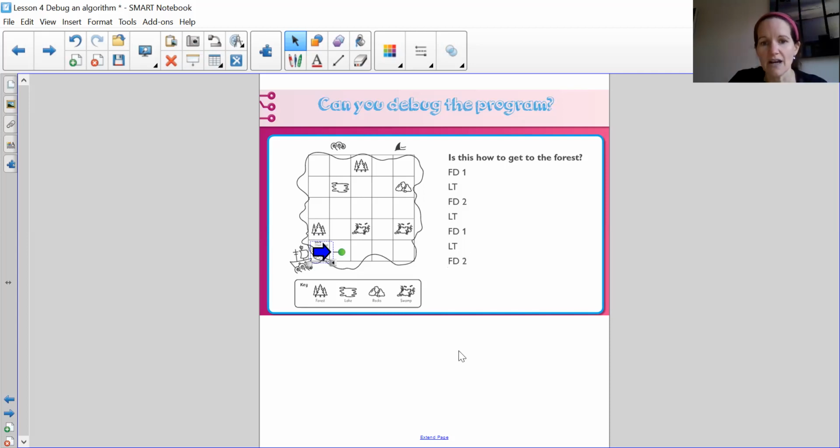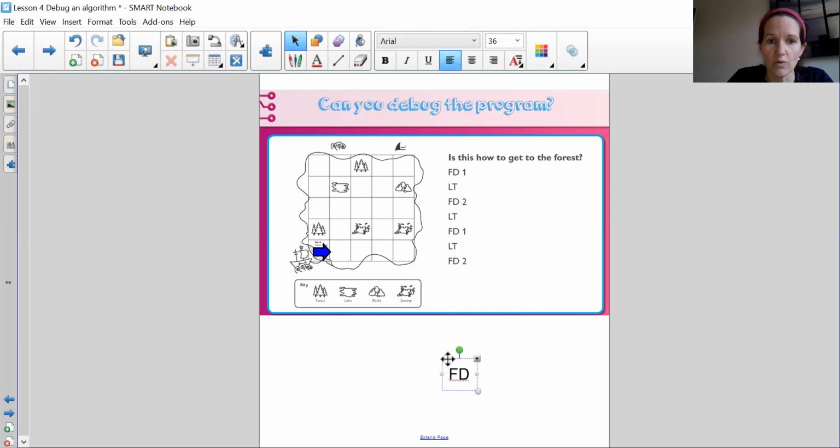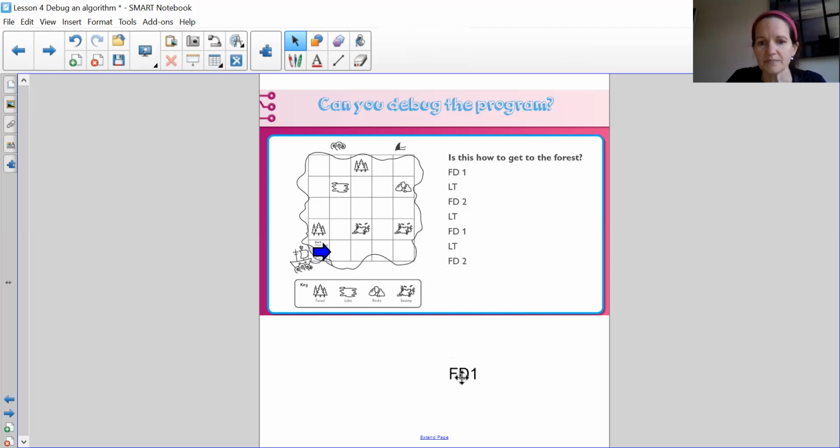Well done. If I heard you say yes, at the bottom, it shouldn't be forward 2. It should be forward 1, shouldn't it? So that is what it should be. So I found my bug. I found the problem with my program. I have put FD1 instead because FD2 was the wrong one.